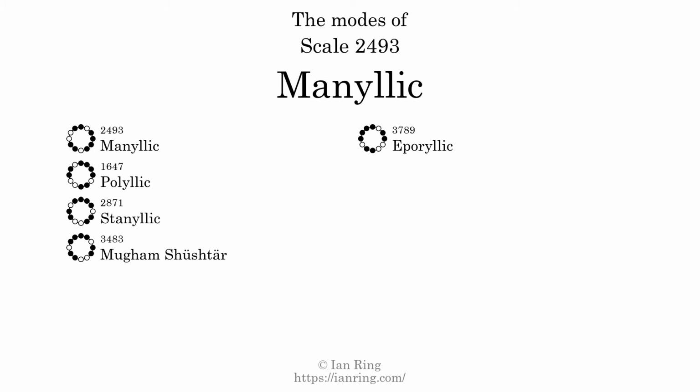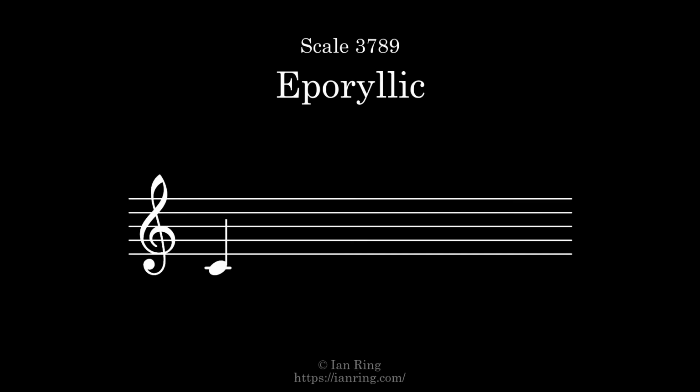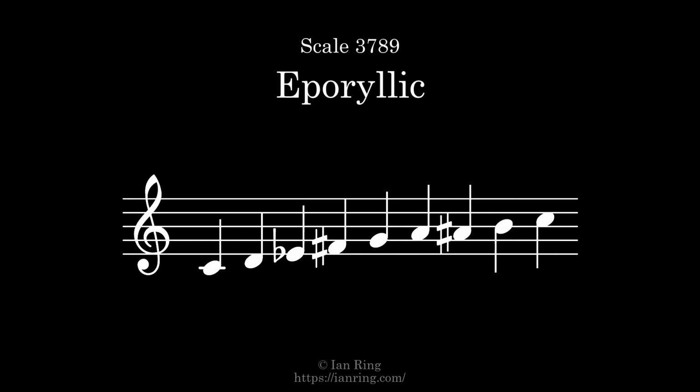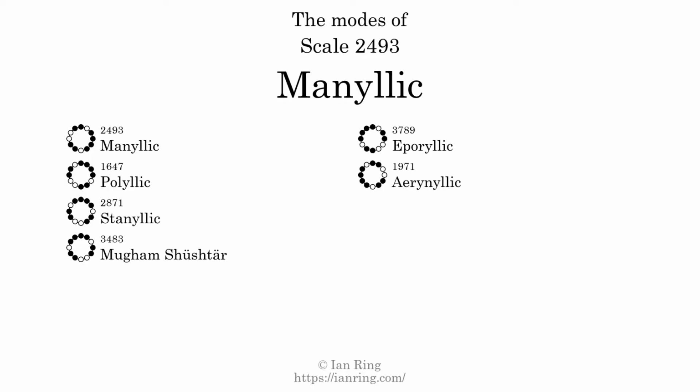The fifth mode is scale 3789, also known as Imperfections. It sounds like this. The sixth mode is scale 1971, also known as Manyllic. It sounds like this.